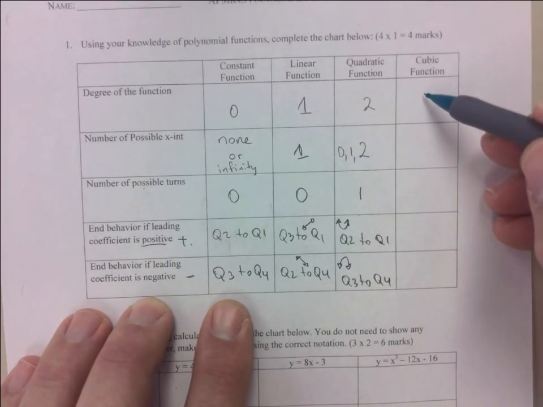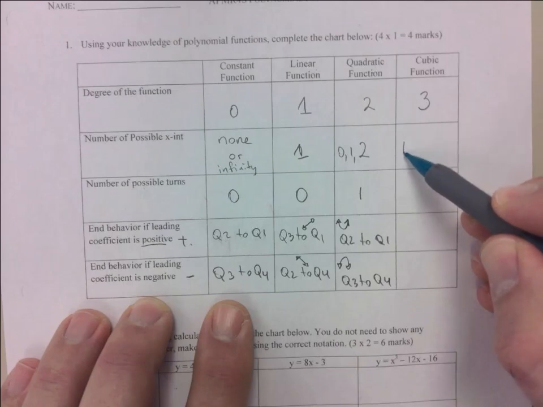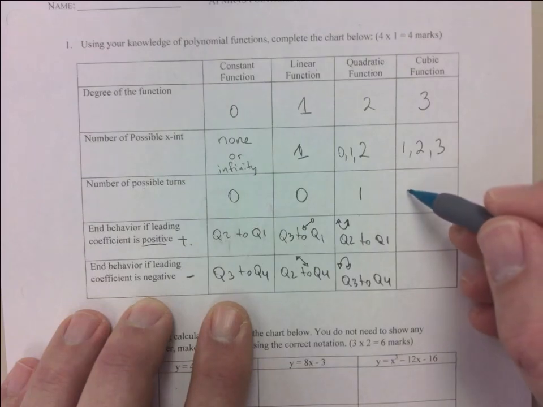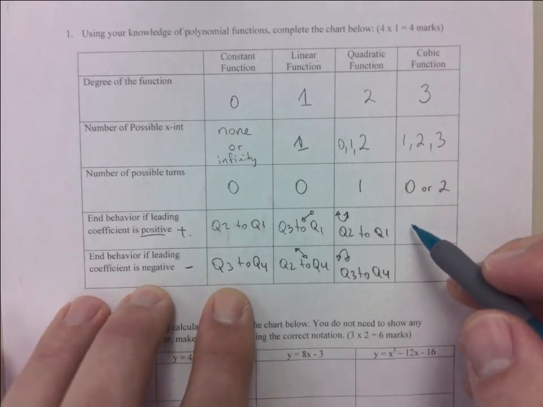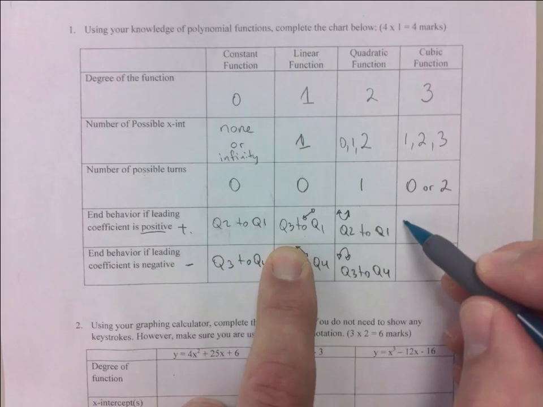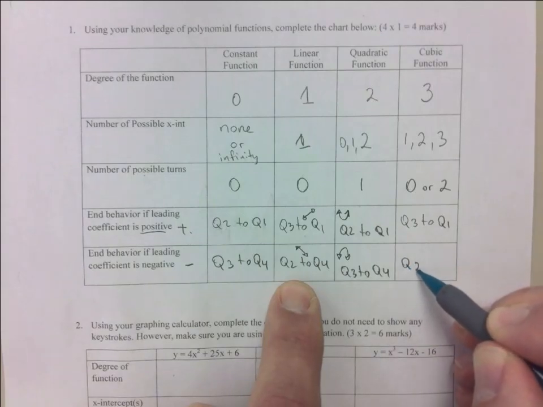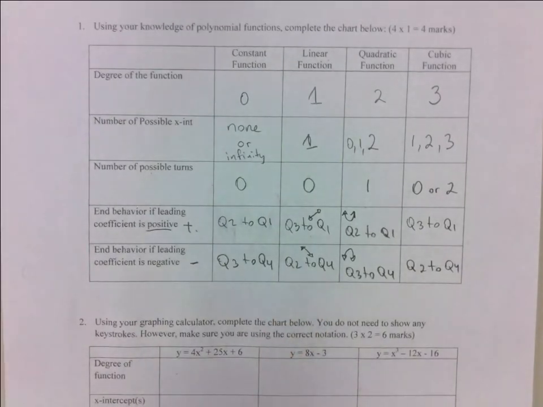Cubic function. It has a degree of 3. Number of possible x-intercepts: it's 1, 2, or 3. Okay, there is no 0. It will cross the x-axis at one point. Number of possible turns, 0 or 2. If you went 0, 2, that's fine. If it's positive, it behaves exactly the same as linear. If you remember your linear, you can copy paste. If it's negative, it does the same thing as linear would, the end behavior. Where are the ends ending up? That's basically what you're asking there.